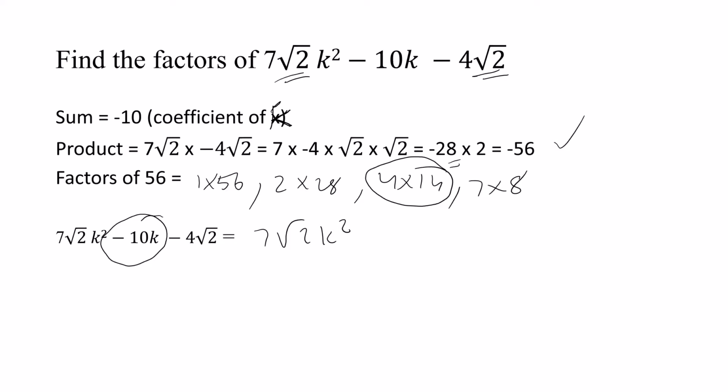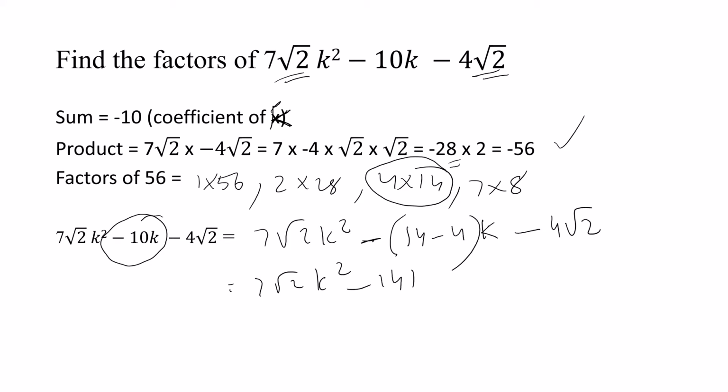So what I'll do is I keep the minus outside and then I'll write 14 minus 4. Why? Because 14 minus 4 is 10 and there is one negative outside the bracket, and outside there is that k and the last term is minus 4 root 2. Now what is the next step? Open the bracket. Minus 14 into k, that is minus 14k. Then minus into minus will become plus 4k minus 4 root 2.